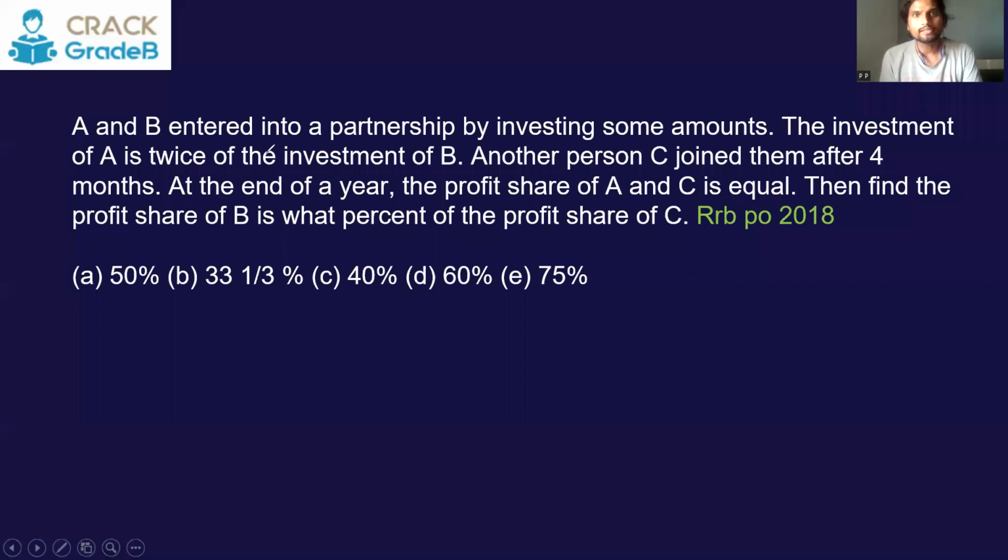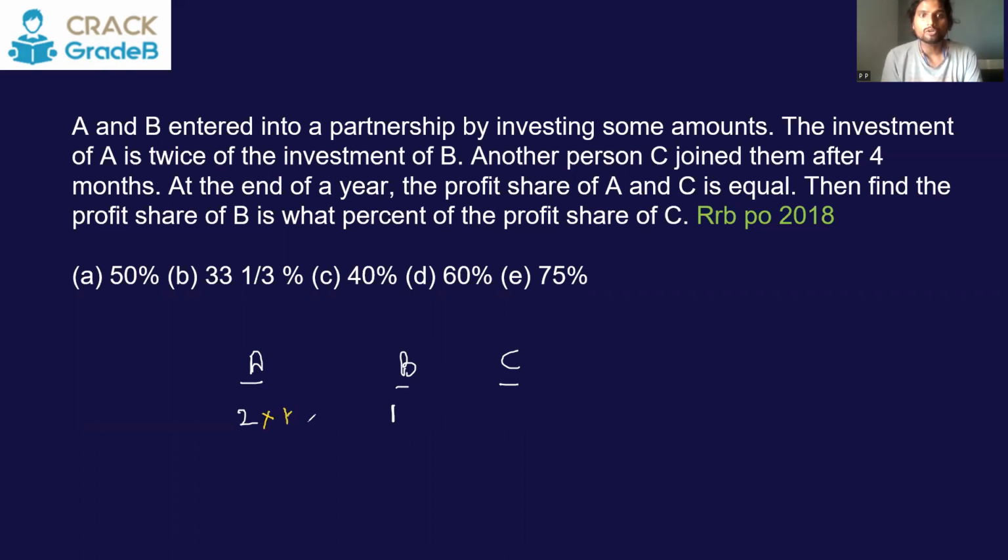A and B entered into a partnership by investing some amounts. The investment of A is twice the investment of B. Another person C joined them after 4 months. At the end of year, profit share of A and C is equal. So A, B, C. If let's say B invested 1 rupee, A is going to invest 2 rupees because investment of A is twice of B. Another person, we don't know how much C invested. But he invested after 4 months.